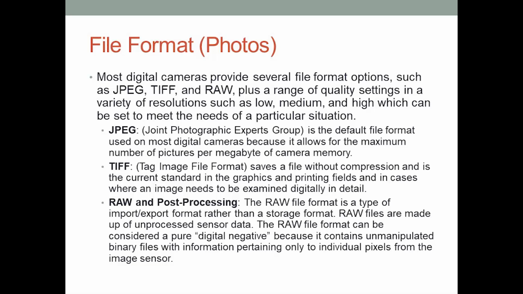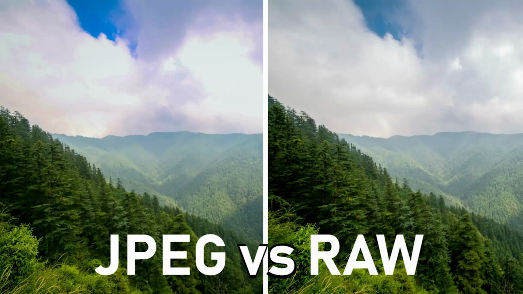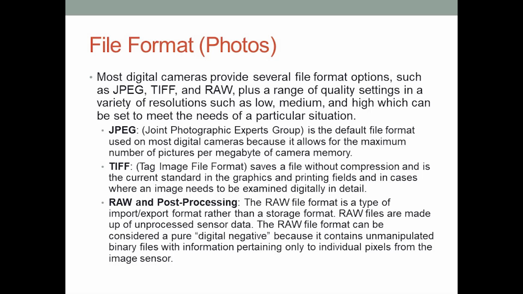TIFF, or tag image file format, saves a file without compression and is the current standard in the graphics and printing fields and in cases where an image needs to be examined digitally in detail. The RAW file format is a type of import-export format rather than a storage format. RAW files are made up of unprocessed sensor data. The RAW file format can be considered a pure digital negative because it contains unmanipulated binary files with information pertaining only to individual pixels from the image sensor.